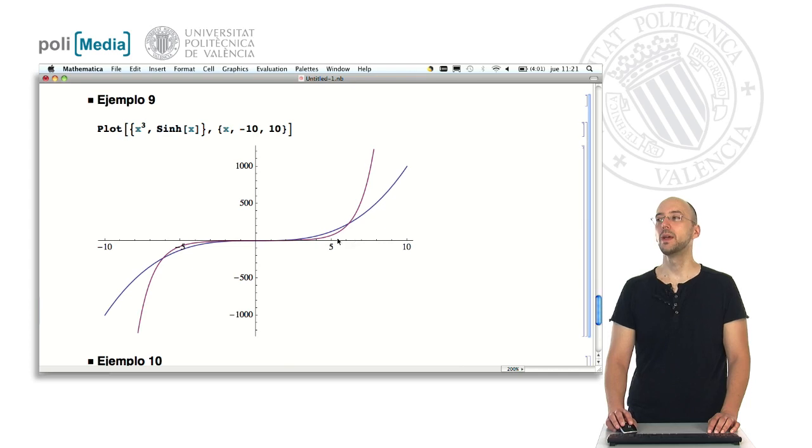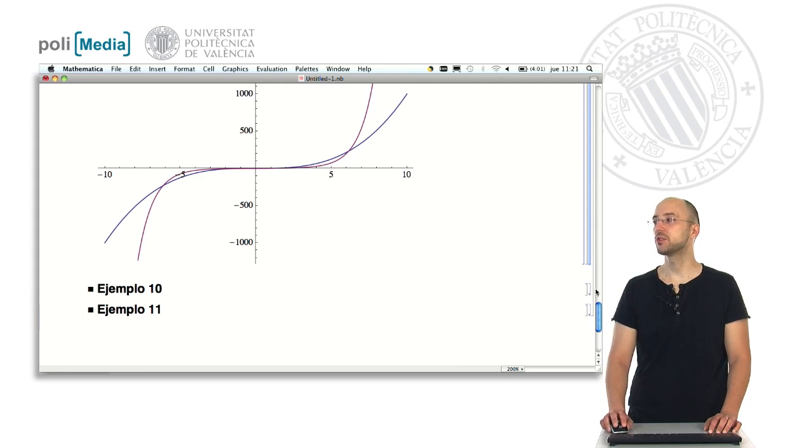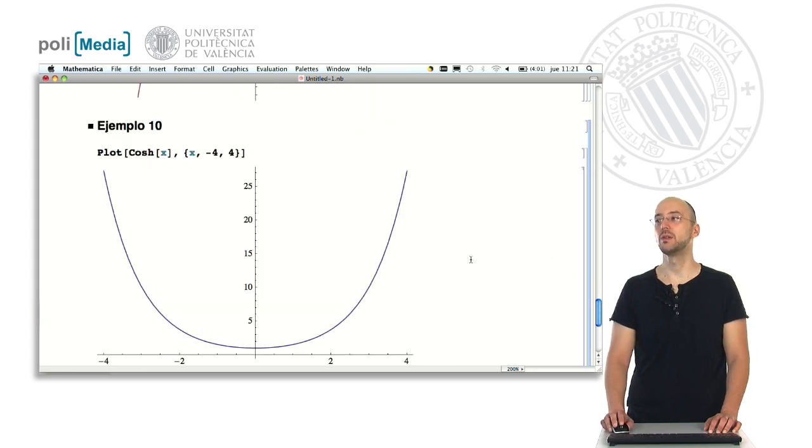Why do I represent these two functions together? Because many times it is difficult to remember the hyperbolic sine graph. But I hope that if you associate a little the idea that it resembles x cubed, you can represent it at any time. Let's go now with the other hyperbolic function that I think could also help you with the representation. Hyperbolic cosine of x.